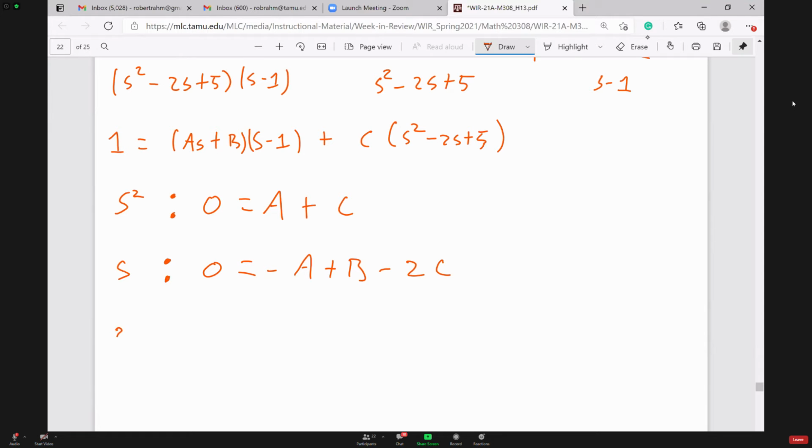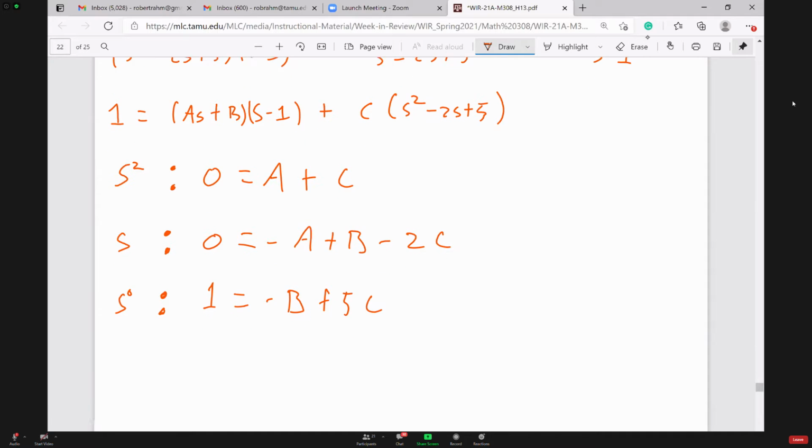Okay, and then finally, what is the coefficient of s to the power of 0 on the left-hand side? 1, that's right. And okay, what do we get on the right-hand side? Well, if I do b times minus 1, that'll get me a constant, and then plus 5c. Okay. Everybody okay with that?